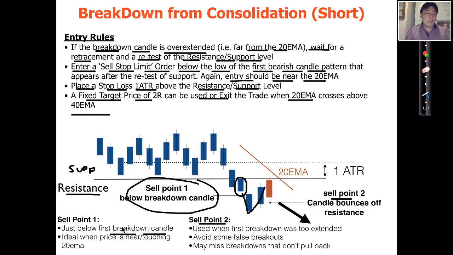Okay. Again, sell point 1 is ideal when the price is near or touching the 20 EMA. Sell point 2 is used when the first breakdown candle is too overextended, too far from the 20 moving average. But again, sometimes the price after it breaks down never retraces back. It may just keep falling, and in that case, you will not have a chance to re-enter on sell point 2, and that's fine. You may miss certain breakdowns that don't pull back. But again, if you want to wait for sell point 2, it avoids some of the false breakouts from sell point 1.